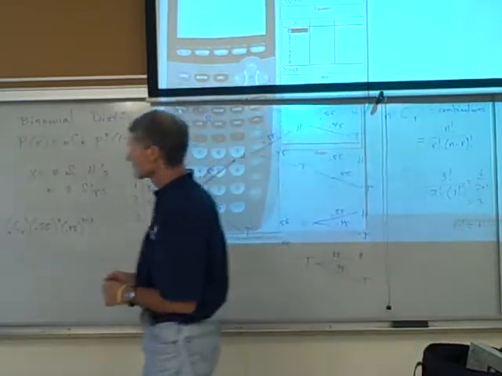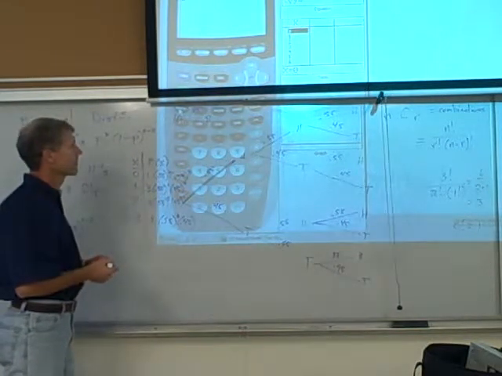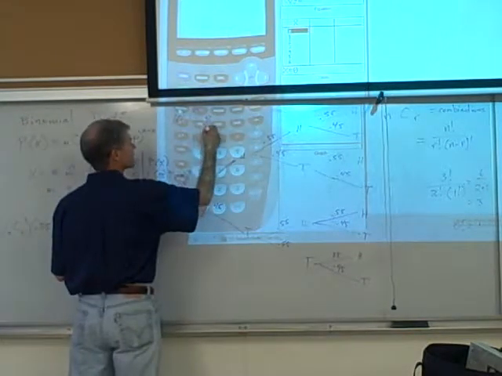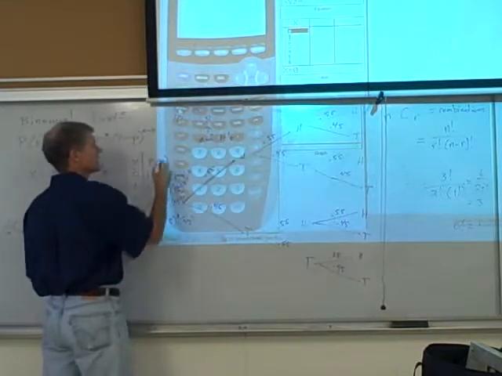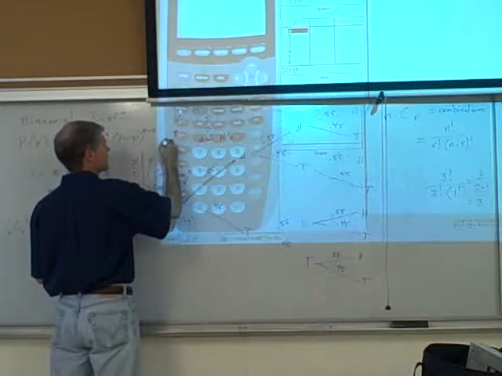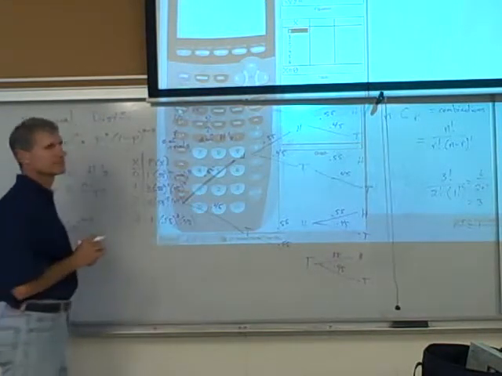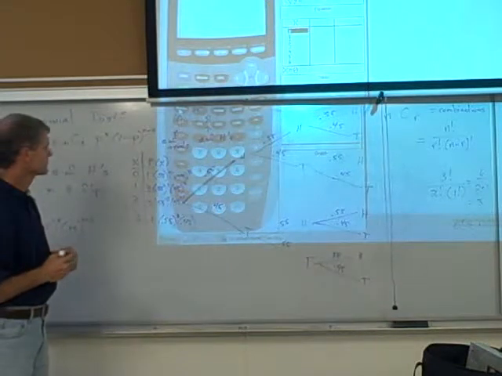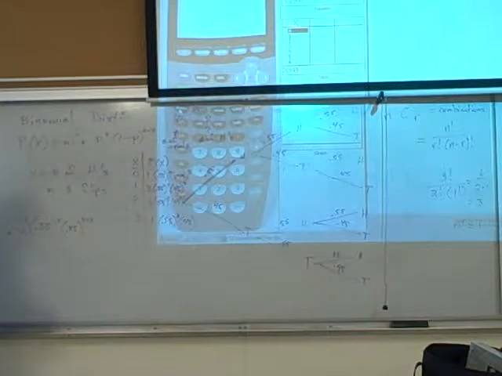In your example, the 10 C 8, what did the 8 stand for? That's the number of successes. Oh, okay. In this case it was heads, number of heads, and number of trials. Okay?